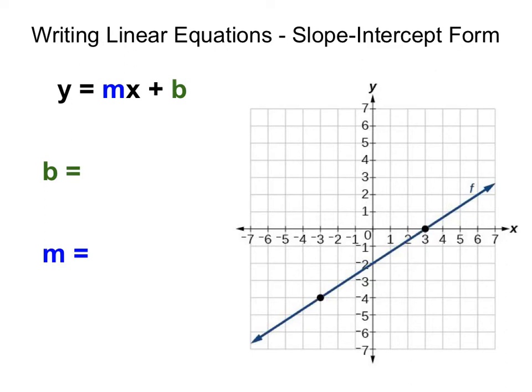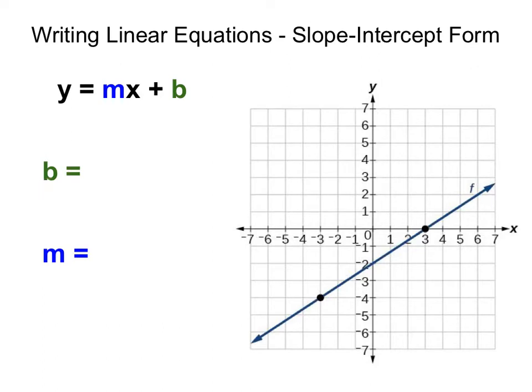In this video, we're going to write a linear equation in slope-intercept form. So slope-intercept form looks like this: y is equal to mx plus b, where m is the slope and b is the y-intercept. If I'm given a graph of a line, I should be able to find the y-intercept and the slope from this graph. So the first thing I'm going to do is look for the y-intercept.